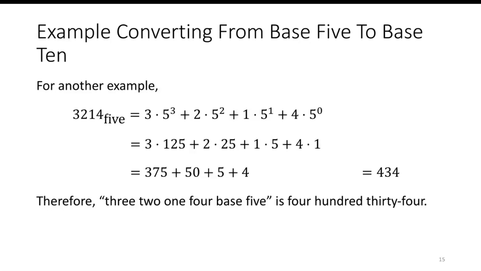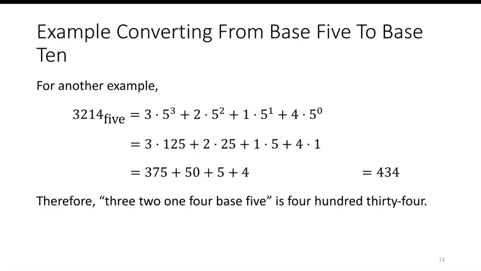For another example, 3214 base 5. So the far right is 5 to the 0. The far left would be 5 to the third. 3 times 5 to the third plus 2 times 5 squared plus 1 times 5 to the first plus 4 times 5 to the 0.